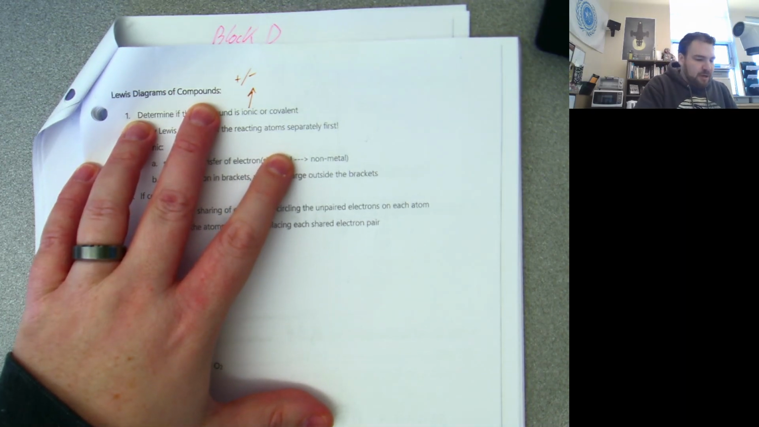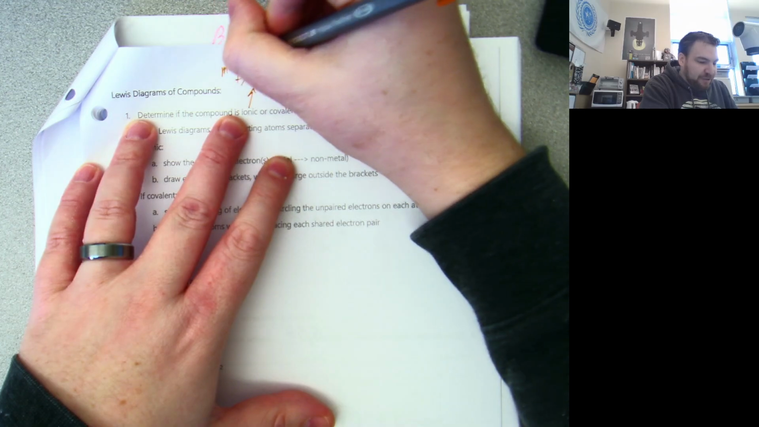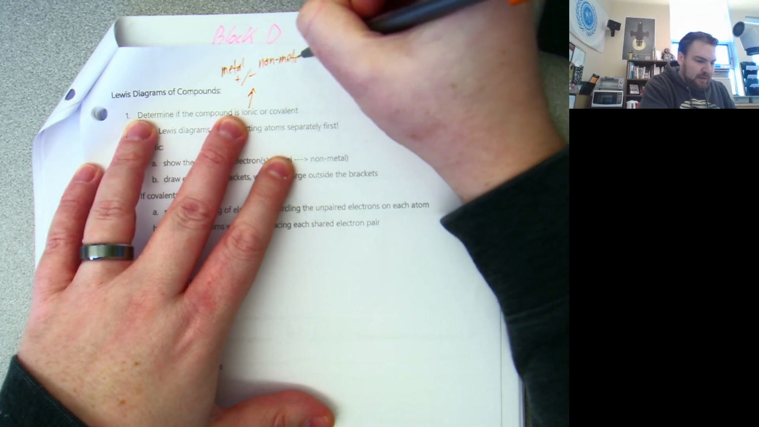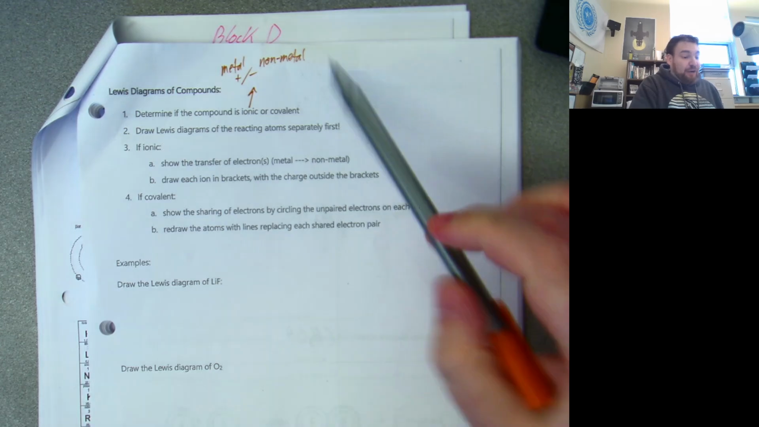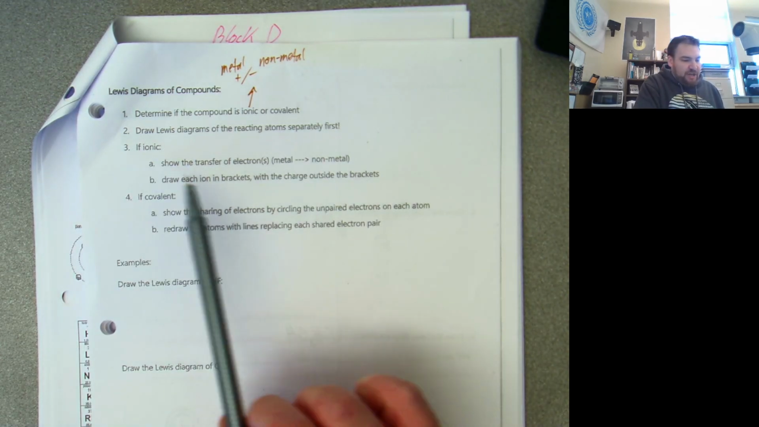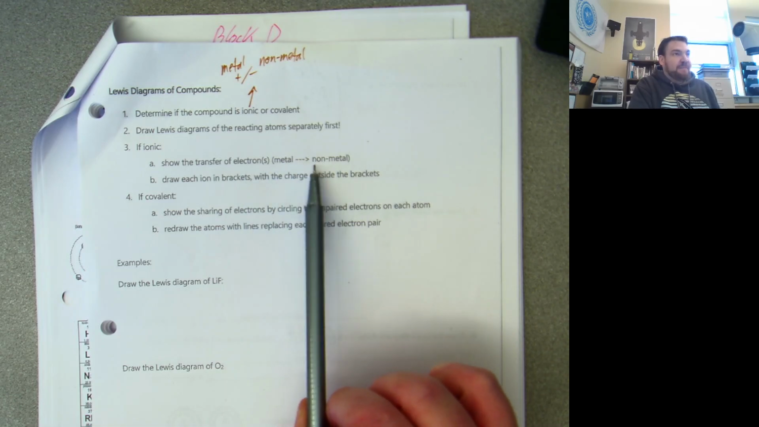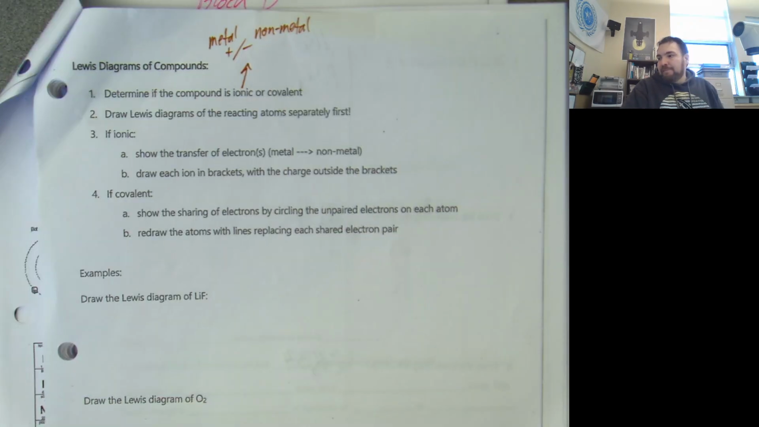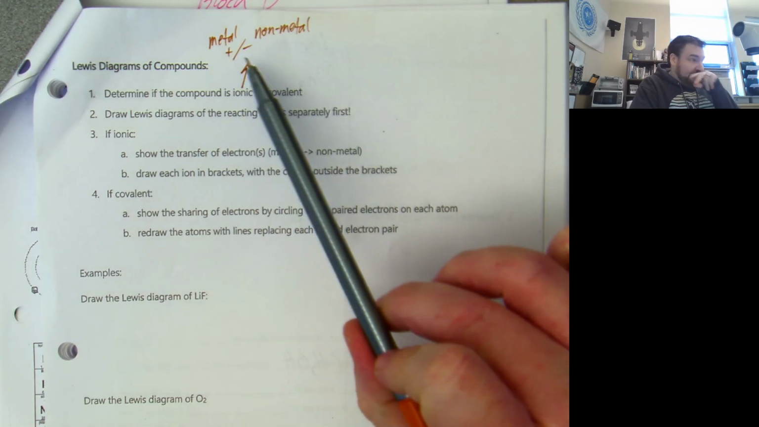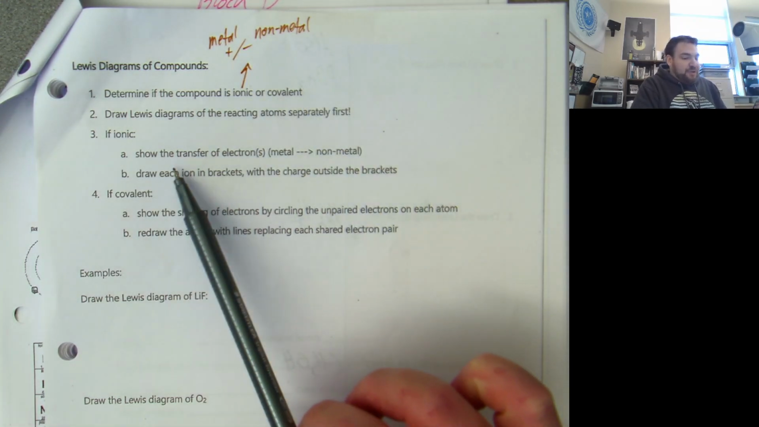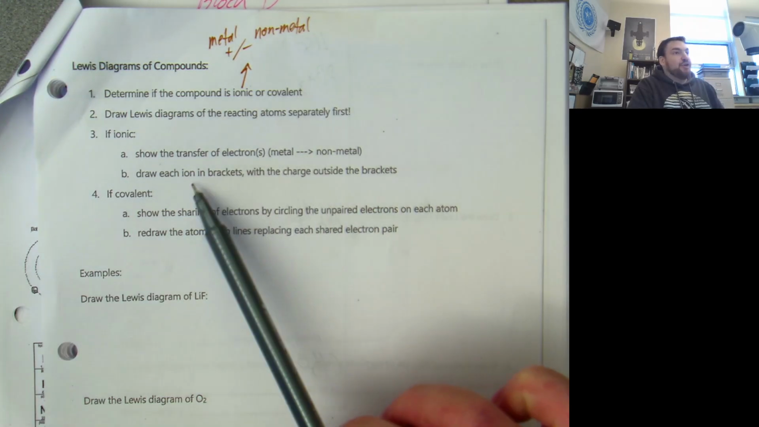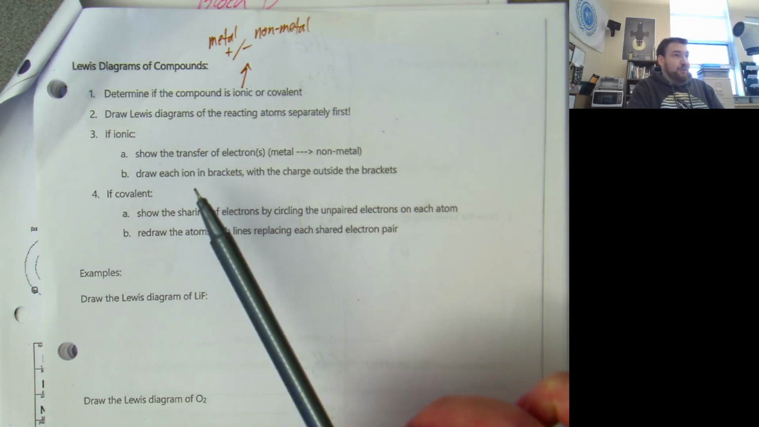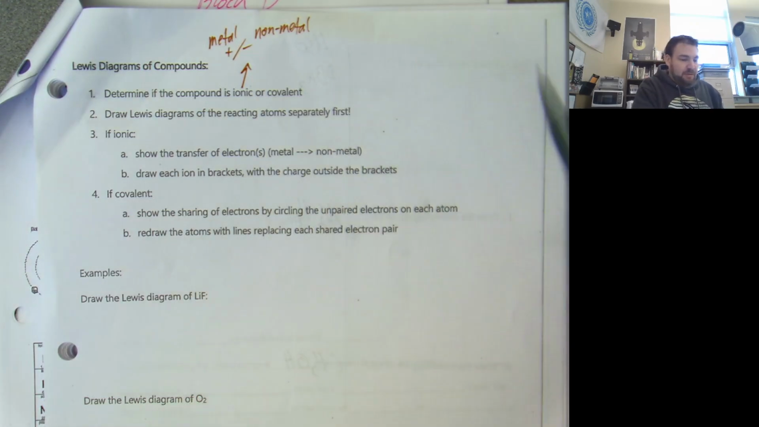So to fix all my TOC work, ionic, positive, negative, or your metals are positive, your non-metals are negative. And if you're ionic, if you look down here, if ionic, you want to show the transfer of electrons, metal to non-metal, just like we did with Bohr diagrams, Mr. DeVries. Okay, so if you've got metal and non-metal, just like with the Bohr diagrams, you're still showing me the transfer. And then you're redrawing what we did on the board when I was here on Wednesday, same idea, except we're doing them with easier diagrams.